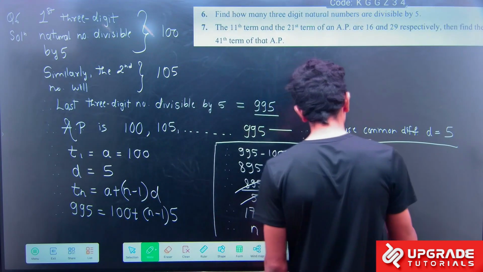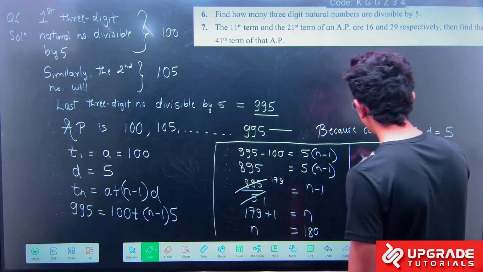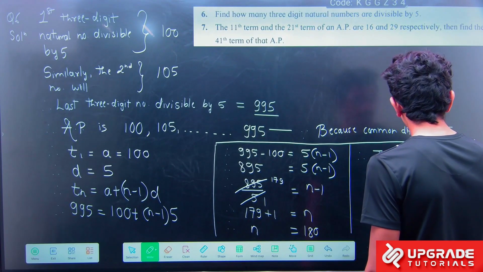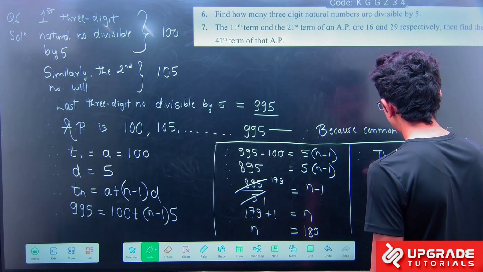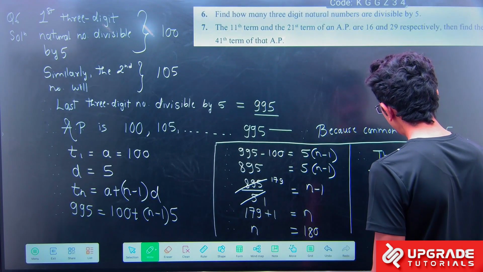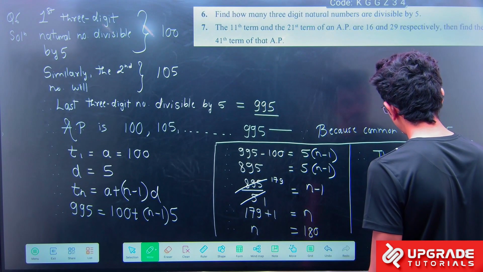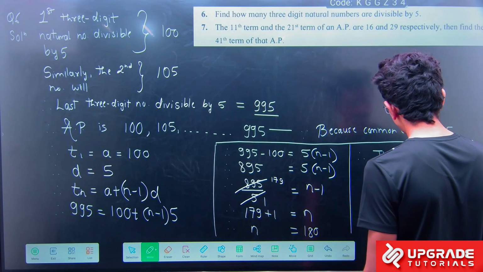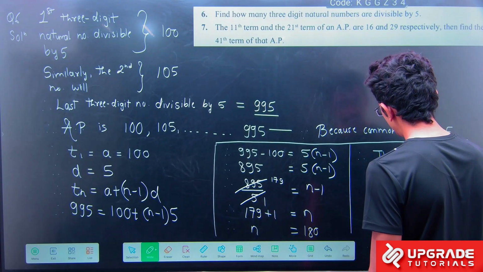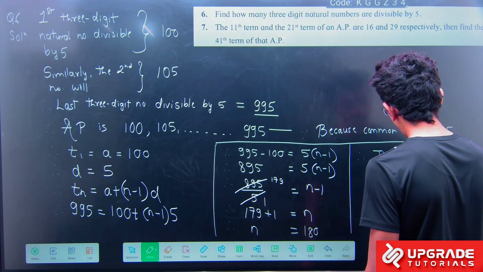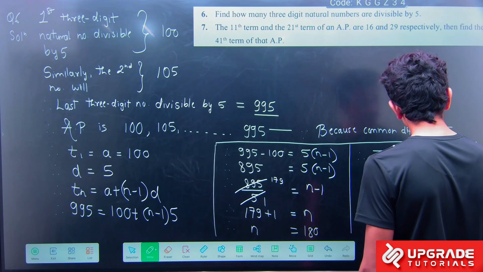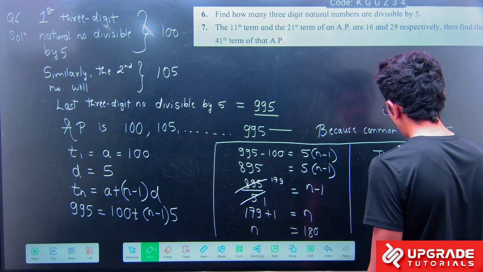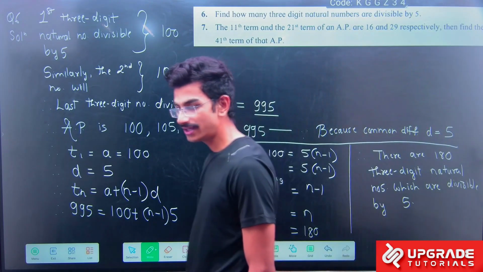Got it? Yes. Therefore we can conclude that there are 180 terms, 180 3-digit natural numbers which are divisible by 5. Got it?